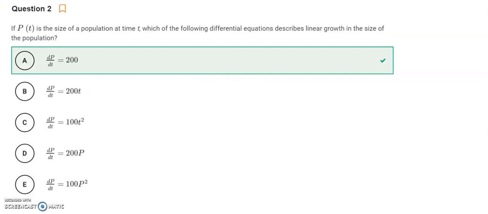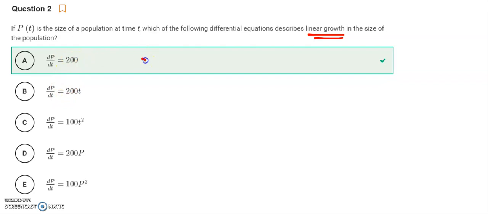All right, if P of t is the size of a population at time t, which of the following differential equations describes linear growth in the size of the population? Well, P of t would be the layer just above dP/dt, right? If we took the antiderivative, this would be the change in P over change in time, which means that time is your input and population is your output. And we're looking for one of these that would represent linear growth. Well, this one is going to come back with some sort of square root, this one with a cubic function based on time, and this one with a squared function based on time.